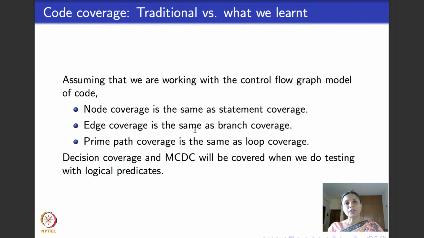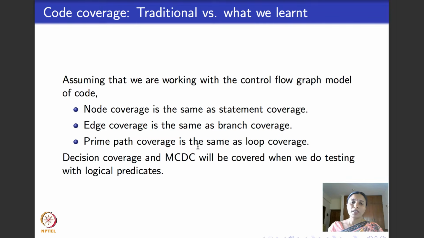Similarly, edge coverage is the same as branch coverage. Branch coverage says you take every branch in the graph. So where do branches come from? They come from if statements, loops, and switch case statements, and they result in various edges that go out of the graph. So when my test requirement is edge coverage, I'm basically looking at branch coverage of the corresponding source code.